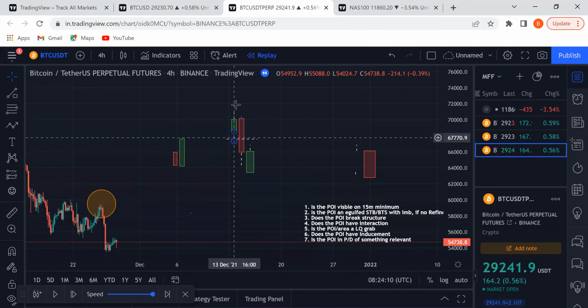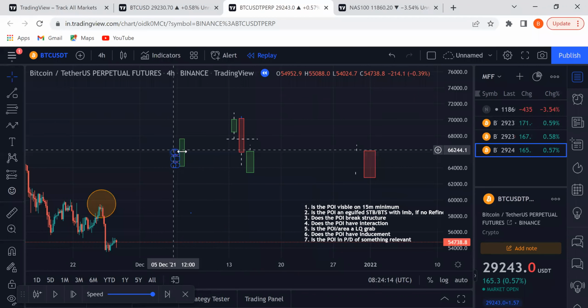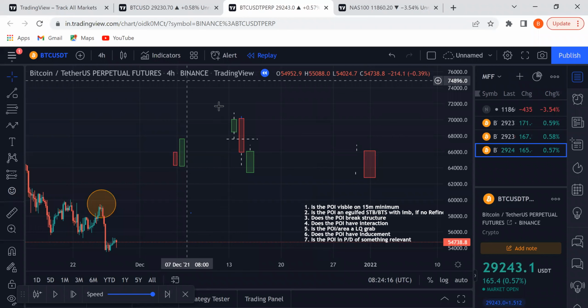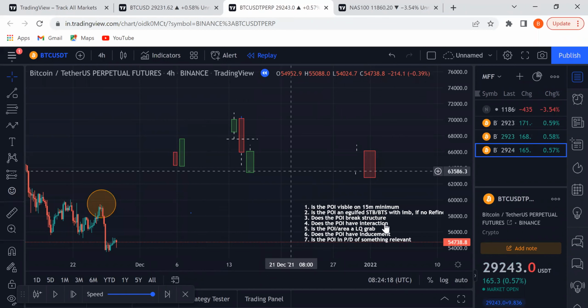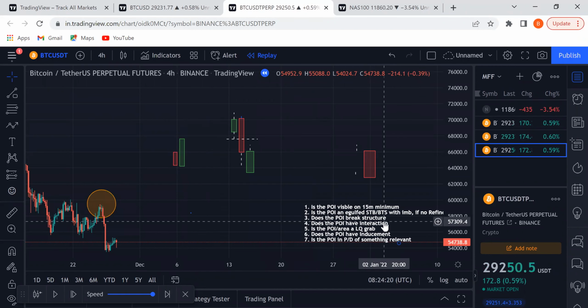All the wick, cover it down to the downside if it's a sell candle. Then if it's a buy, it has to cover it to the upside, you understand, to create imbalance. That's all that means. Now, does the POI break structure? I don't need to waste time on this because everybody knows.